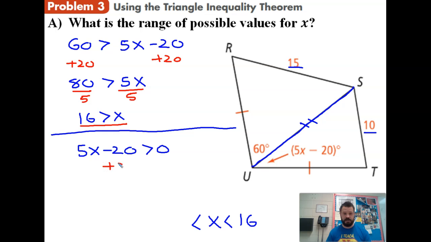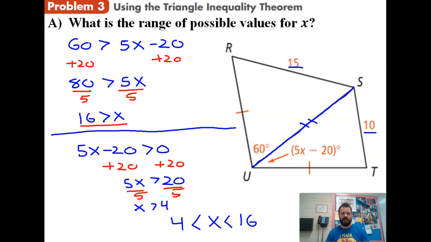We'll do the same steps. I'm going to add 20 to both sides. That'll give me 5x is greater than 20. Divide both sides by 5 to end up with x is greater than 4. And I'll plug that 4 in for my minimum value. So my range is complete. I know that x can be anything between 4 and 16 and make things work here.